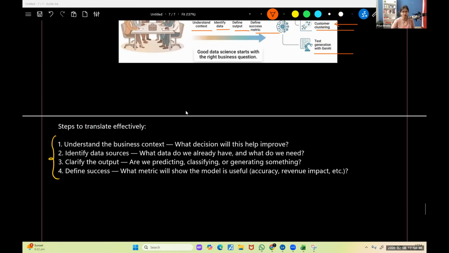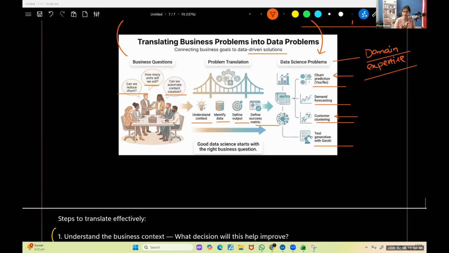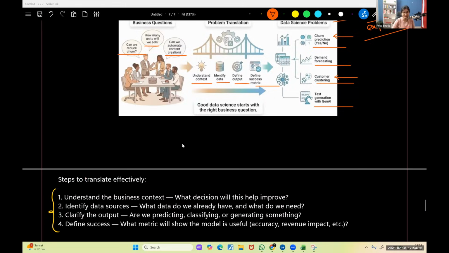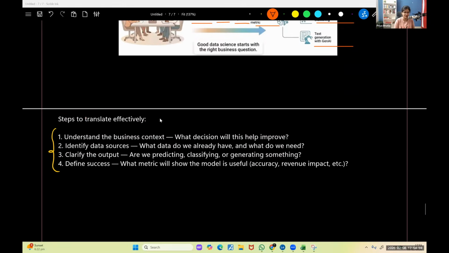So this is about how you have to convert business questions to data science problems. First of all, you have to understand the business context. You need to understand what the clients actually expect from you, and what decision will help them improve their business. Secondly, you need to identify data sources. If you understand the business problem, the next step is data collection. You need to think about how you will access the data, and how you will pre-process it and do the EDA.